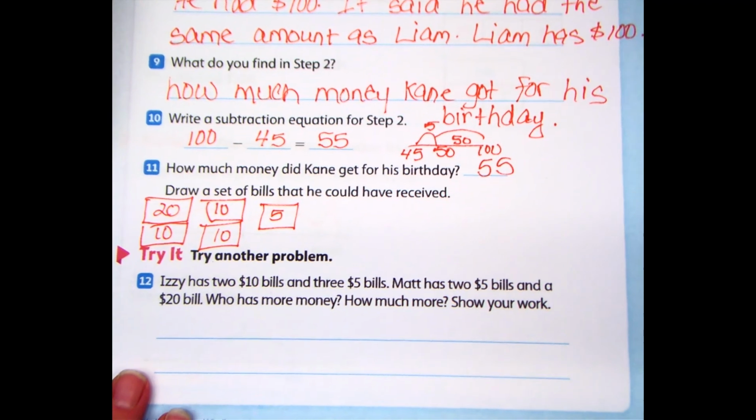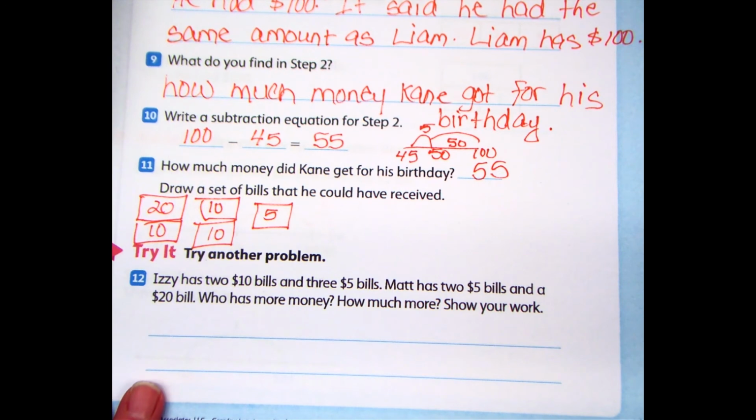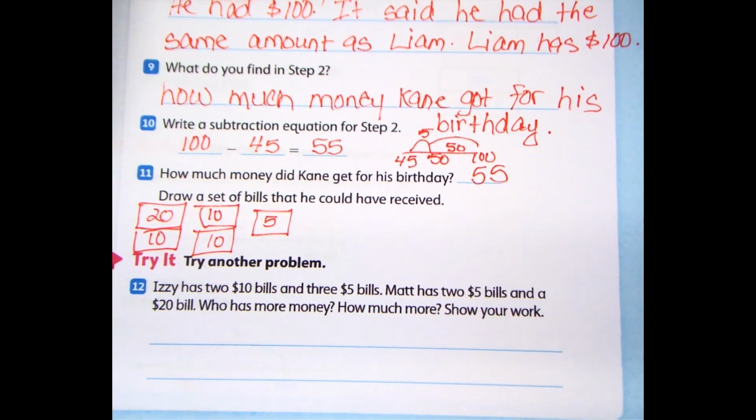Okay, now you're going to try a problem on your own, number 12. And you're going to pause while you work it out on your own, and when you think you've got it, come back to see if you were right. Okay, number 12, Izzy has 2 $10 bills and 3 $5 bills. Matt has 2 $5 bills and a $20 bill. Who has more money? How much more? Show your work. So that is a 2-part question. Go ahead and pause and take some time to figure it out.